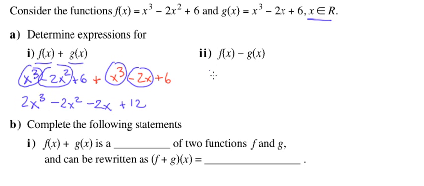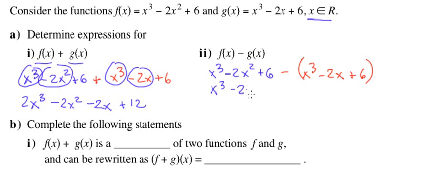If we must subtract them, not much difference, except if you're going to subtract g of x, what's wrong with what I'm doing now? The trouble with this is this minus only applies to the x cubed, and these two signs do not get affected. To do it right, you need bracketing. Now, when we clean this up, we're going to get x cubed minus 2x squared plus 6 minus x cubed plus 2x and minus 6. That's the way it's supposed to work. You subtract every term of g of x, not just the first one.